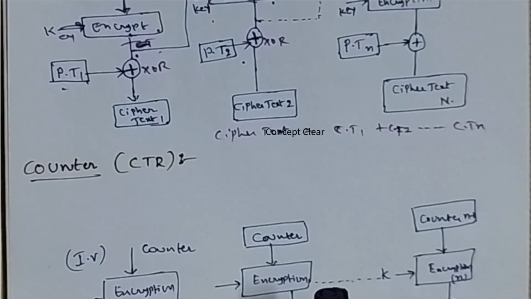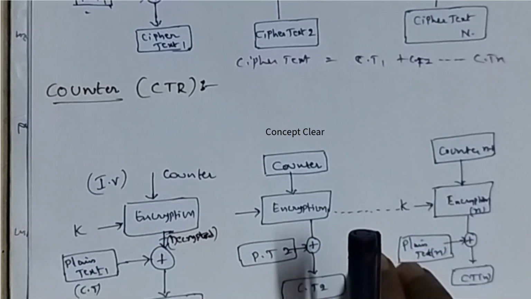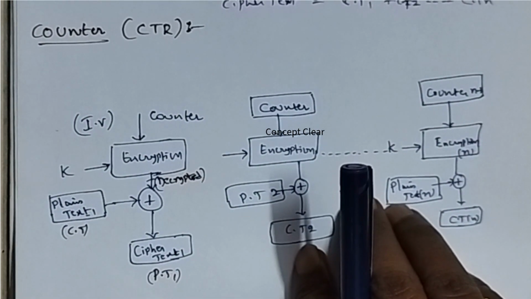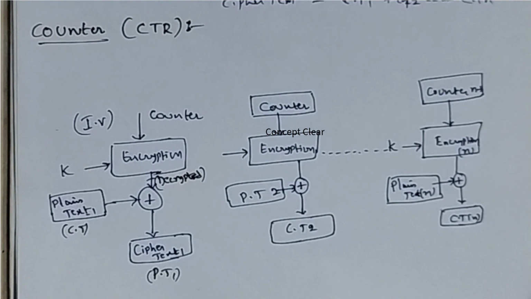What is the meaning of counter mode? In counter mode, what will happen? Instead of taking the plain text directly, we are giving it in the form of a counter. The counter size is equal to the plain text size. It is similar to electronic codebook. Okay, clear? Here the counter is placed in each and every block.